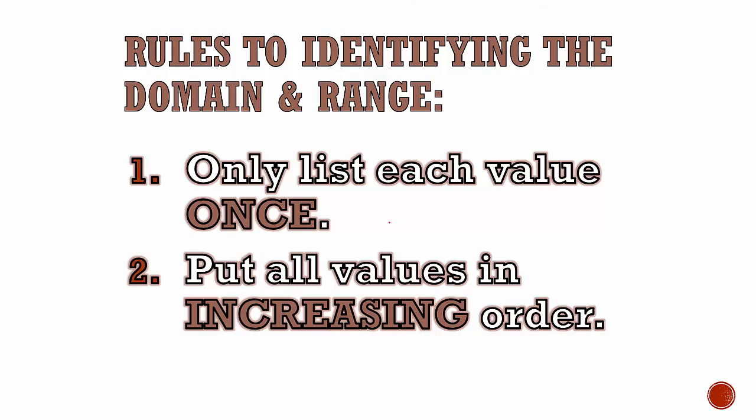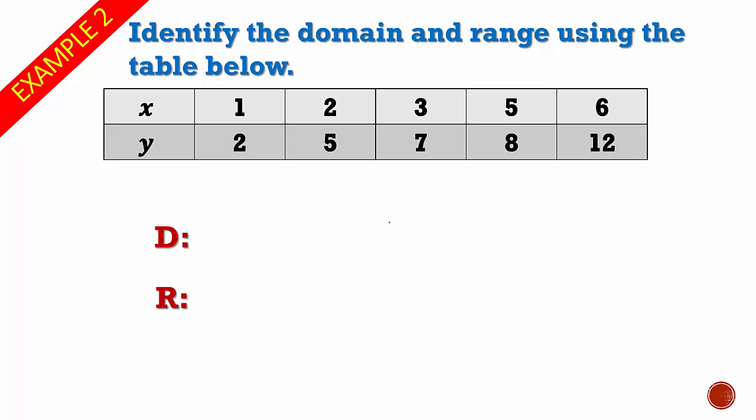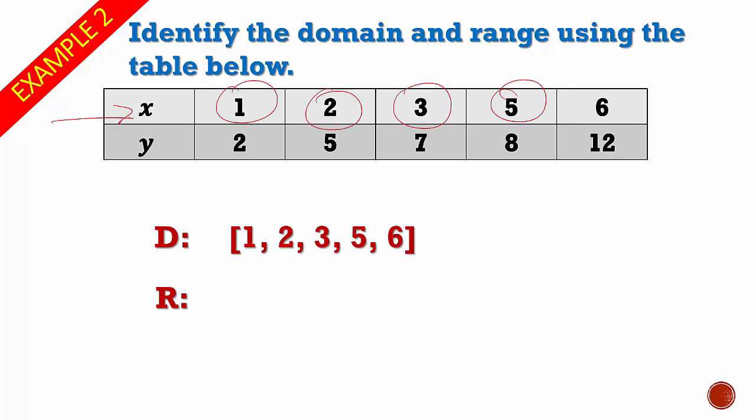Alright, so for rules for identifying the domain and range, only list each value once. Put all the values in increasing order, so from smallest to largest. So here we have a table with x and y, and we want to list a domain. Remember, domain is your x values. So here we have our x values. We have 1, 2, 3, 5, and 6. So all we have to do is write them down.